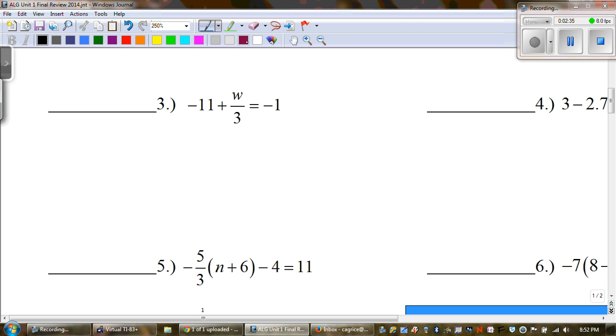All right, number 3. Okay, there's our variable up there. Once again, we want to get rid of addition or subtraction first, so I'm getting rid of subtraction with addition. The w over 3 comes down, and negative 1 plus 11 is 10. To get the w all by itself, it's being divided, so the opposite of division is multiplication. And then we're left with w equaling 30.